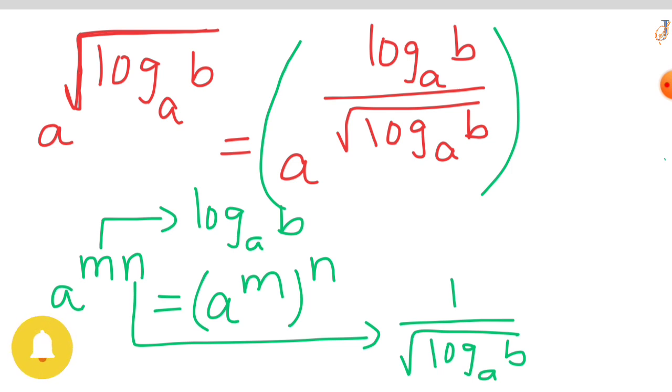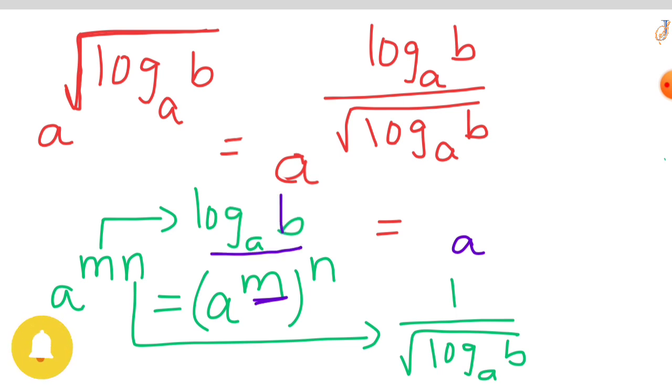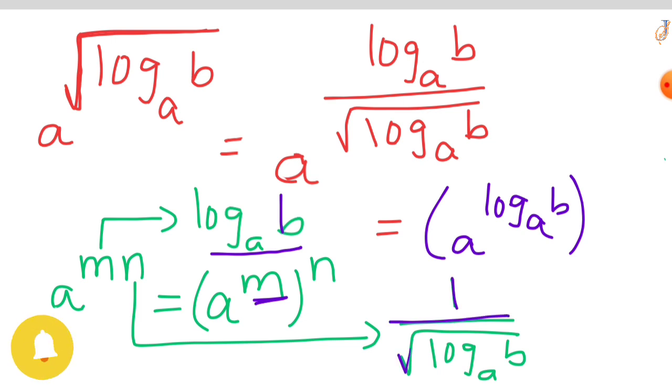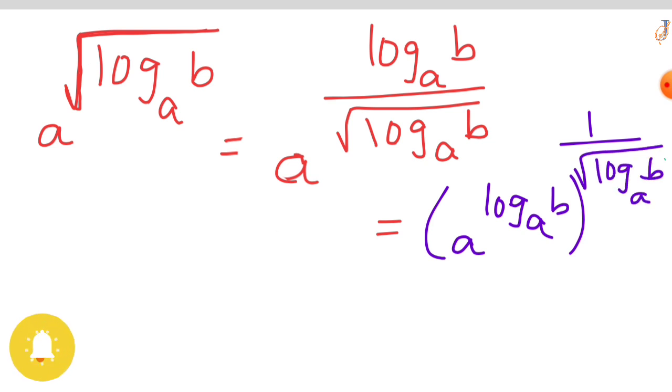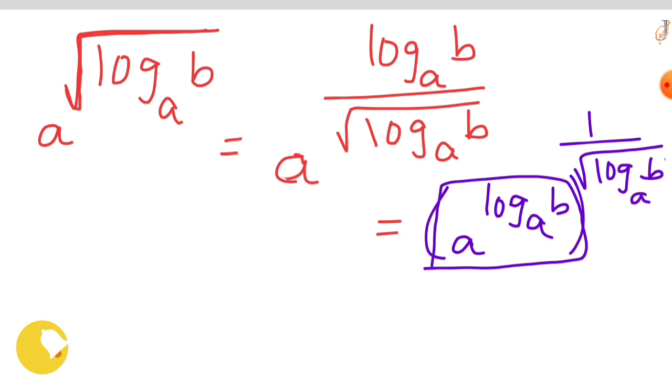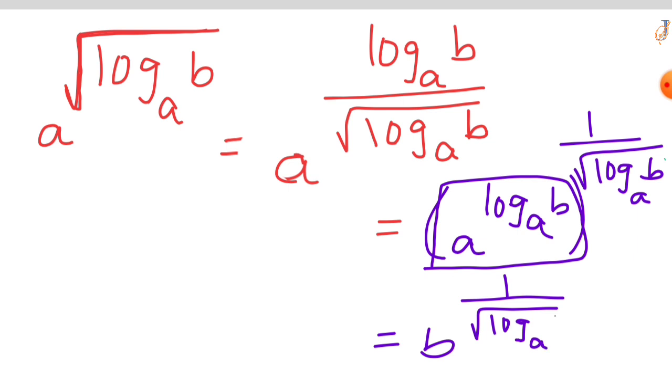So our expression we can write as a raised to the power of m, that means log base a of b, whole raised to the power of n. N means 1 upon square root of log base a of b. And observe this term. It is one of the log properties, that is a raised to the power of log base a of b, we can write as b only. Use that property here and we can write this as b raised to the power of 1 upon square root of log base a of b.